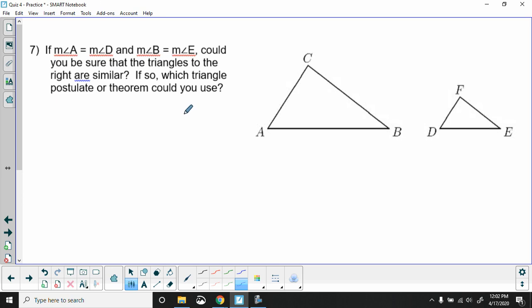Again, I would mark these triangles. A is congruent to D, B is congruent to E, and immediately you already see what postulate we're using. Angle, angle. Well, I guess I should have answered the question. Yes, they're similar because of angle, angle.